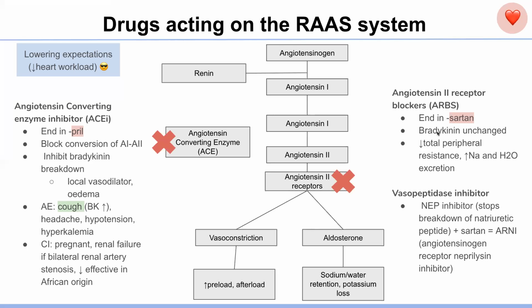This also inhibits bradykinin breakdown, leading to dry cough as an adverse effect. Alternatively, we can block angiotensin 2 receptors, and these end in sartan. This does not affect bradykinin, so there's no dry cough as a side effect.